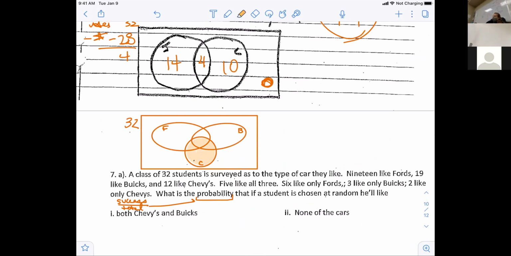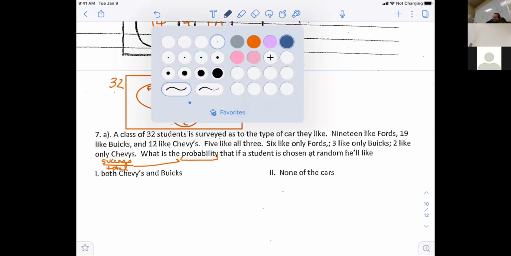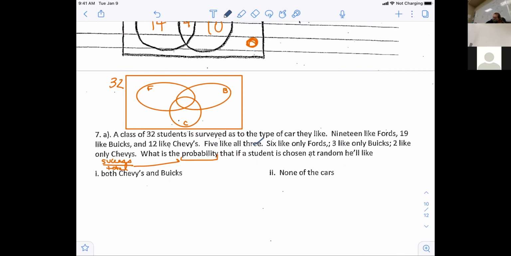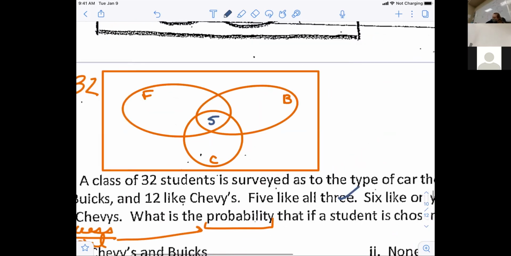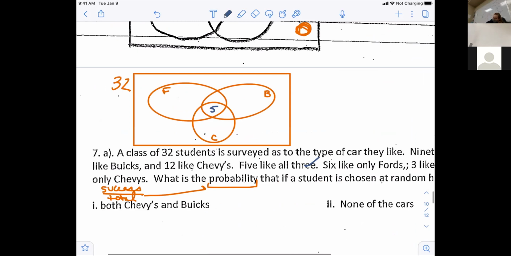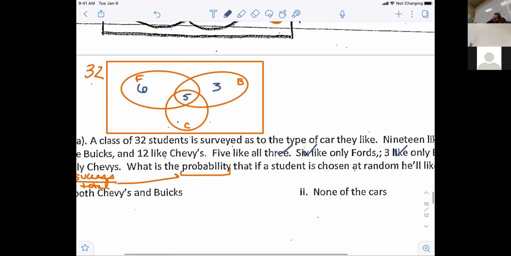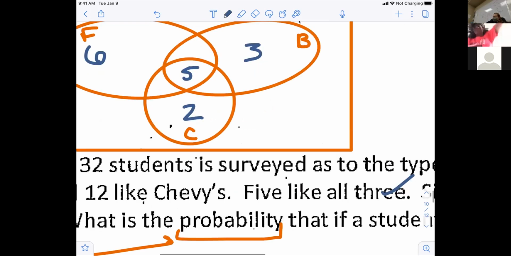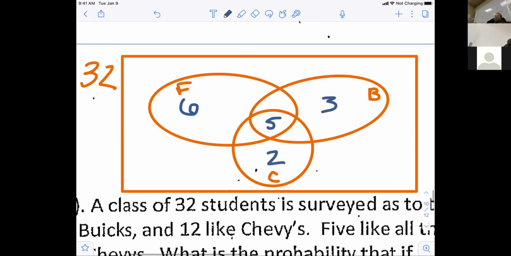Then it says 5 like all 3. Oh, great, I can use that. I'm going to put 5 in the very center, where all 3 circles overlap. Then it says 6 like only Fords. Great, I can write 6 in my only Fords box. It says 3 like only Buicks. I'm going to put 3 in my only Buicks box, and 2 like only Chevys. Okay. That's all the information it gave.